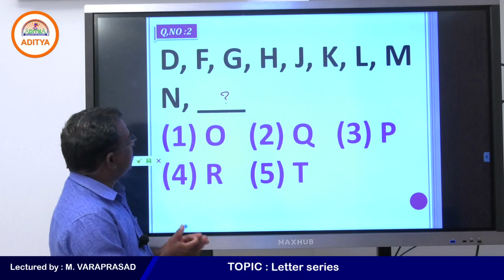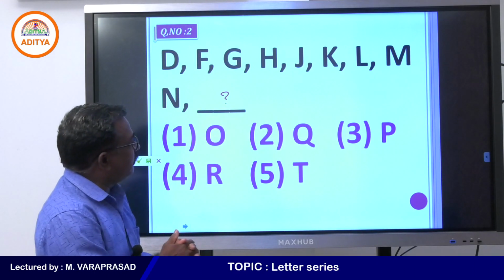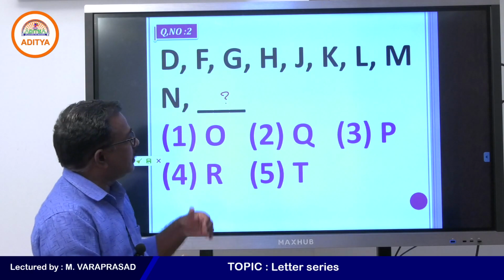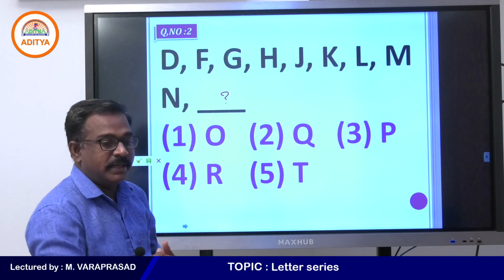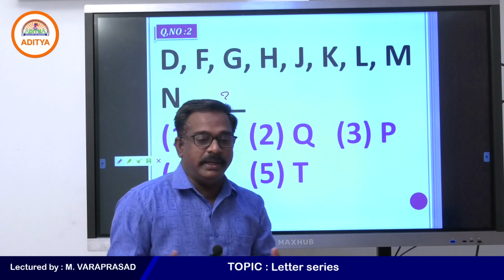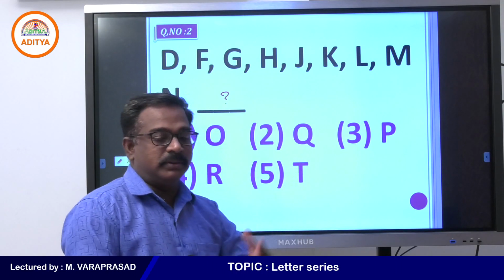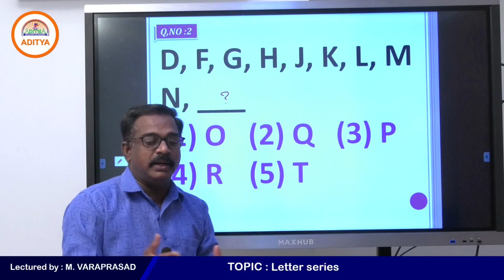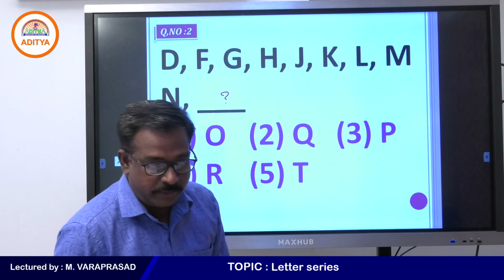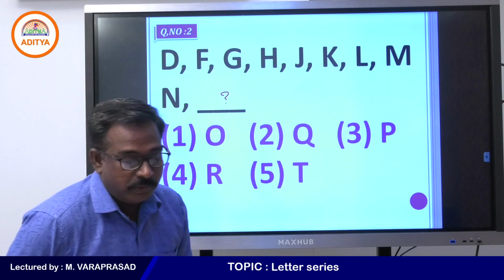D, after that F is given, G is given, H is given, J is given, and one style of pattern is going on. What is the style here? What is the pattern here? What is the logic here? What is the rule here? So, what they thought in that manner you need to think and give the answer here. Yes sir. What pattern they followed here? Tell me what pattern they followed.